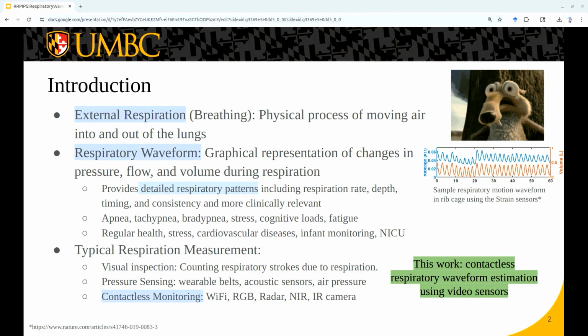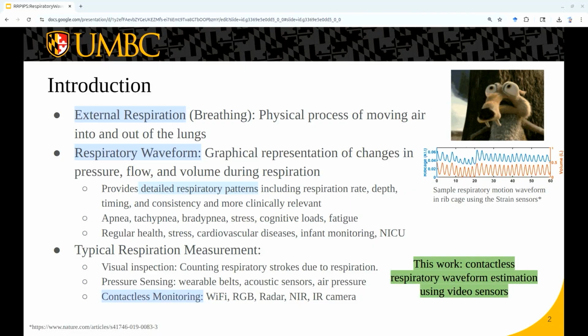External respiration refers to the physical process of air exchange between the lungs and the environment. The respiratory waveform provides a graphical representation of pressure, airflow, timing, and depth. Continuous respiratory monitoring is essential for detecting stress and apnea, and is extensively used in the NICU and even in older adult settings. Typical approaches to estimating breathing rate use subjective visual inspection that requires a person there, pressure sensing via wearable belts, and emerging technologies like Wi-Fi and video cameras.